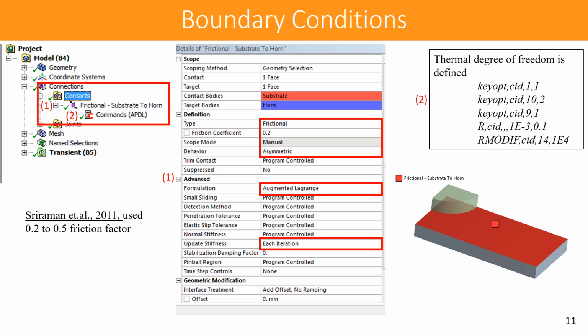And then I use the augmented Lagrange formulation to convert it relatively easily. And then I use the update stiffness in each iteration, so it helps me to converge. And another important thing about this contact is that it's a transient structural.